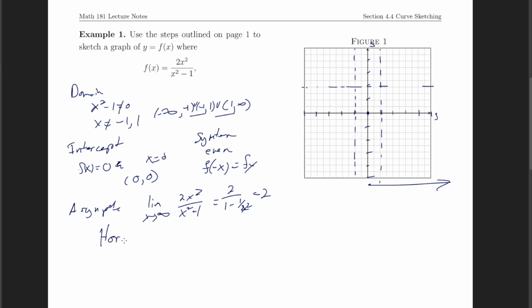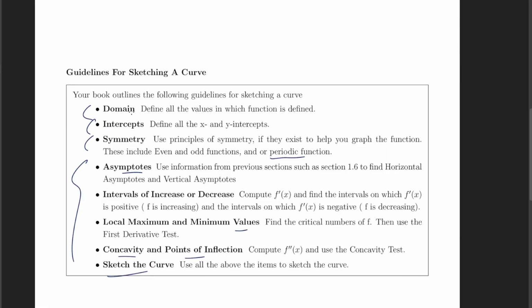So I'm going to write: horizontal asymptote occurs at y equals 2. Okay, so here we have our asymptotic lines, and here we can almost start to see how this thing is going to come together. All right, so let's look. What have we done? We've done domain, we've done intercepts, we've done symmetry, we've done this.